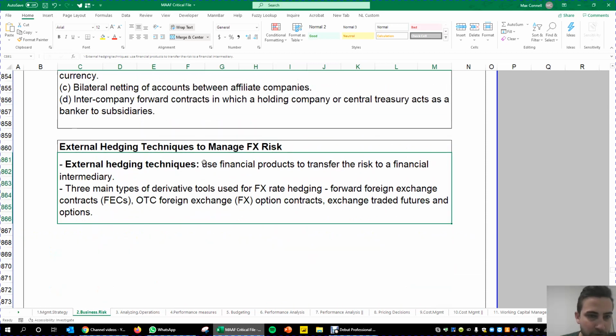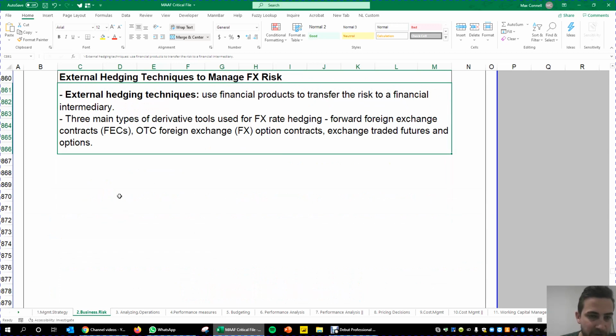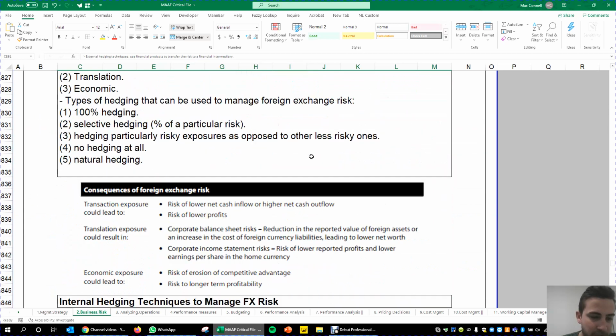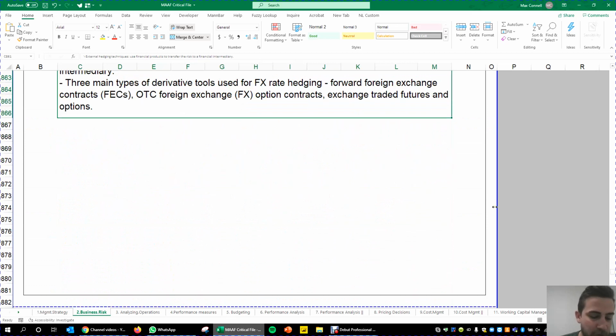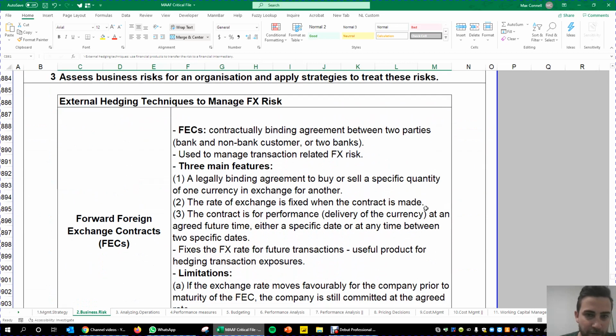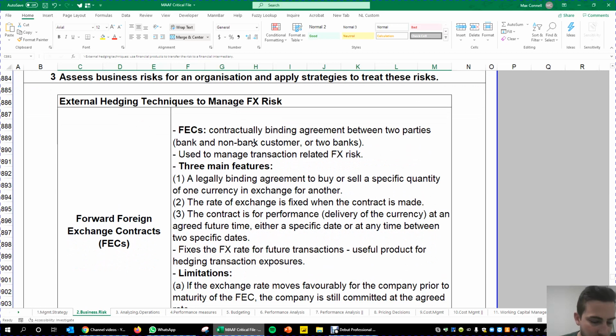And external techniques to manage FX risks, so financial products. So there are 3 main types of derivative tools, as we've been talking about before. There are forward foreign exchange contracts, over-the-counter foreign exchange contracts, and exchange-traded future options. Now, if this doesn't make sense, don't worry about it too much. It's not really brought up in the exams very often. Basically, the core content in this is quite different to what you actually need to know for the exam, so don't worry about it too much. This is just to get a general understanding of the topic. It's more important that you just do past exams.